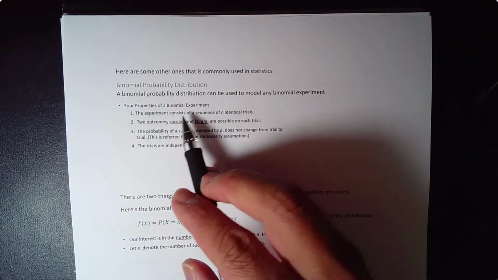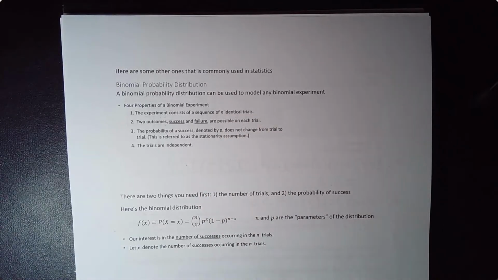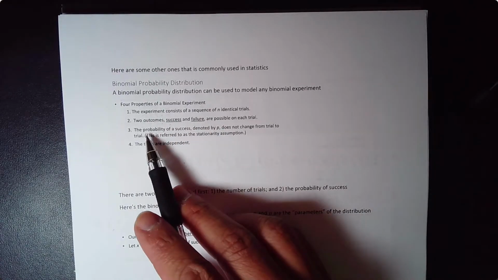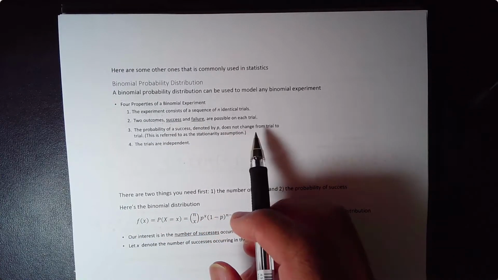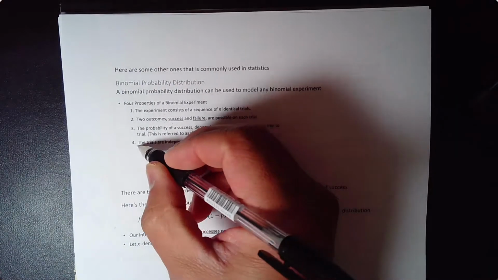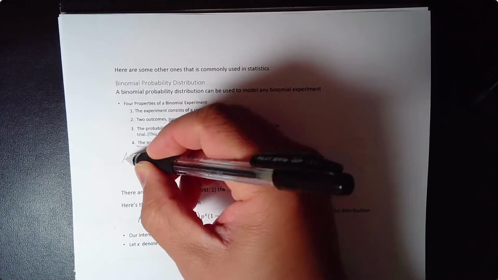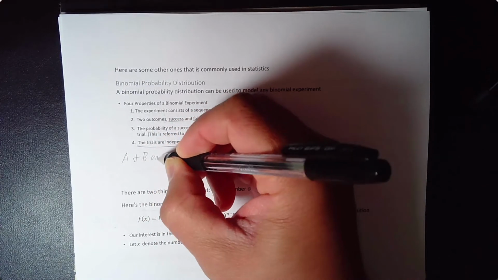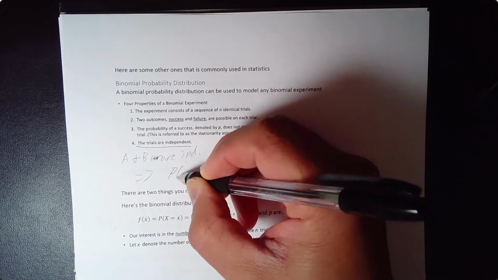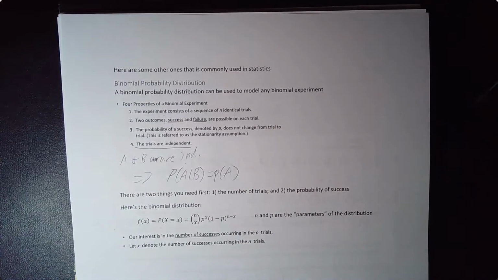Here are the criteria. First, an experiment consists of a sequence of n identical trials. There are only two outcomes of each trial: success and failure. The probability of success does not change from trial to trial, and the trials are independent. Now, what is independent? We talked about this in chapter 4. Independent means that if A and B are independent, then the probability of A given B equals the probability of A. It does not give any more information.